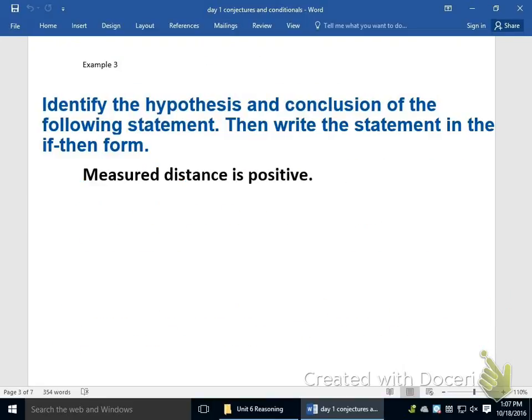All right, moving right along, here's a statement that's not in if-then form. It says identify the hypothesis and conclusion of the following statement, then write the statement in if-then form. All right, there's actually 2 things going on here. It's not just simply any distance. It says a measured distance. So my hypothesis would actually be a distance is measured here.